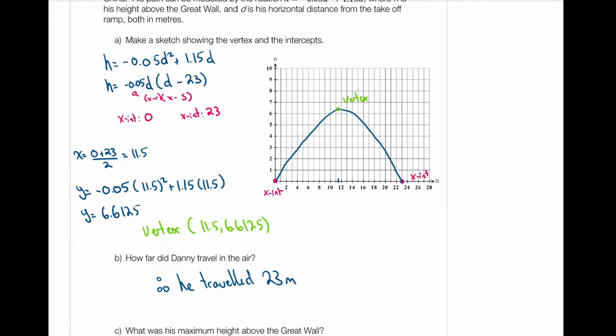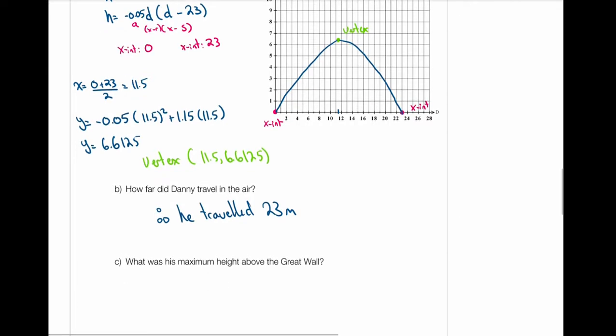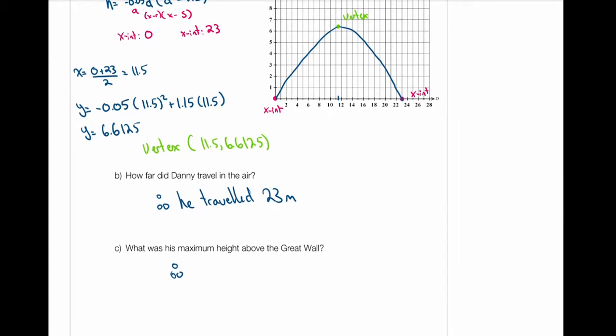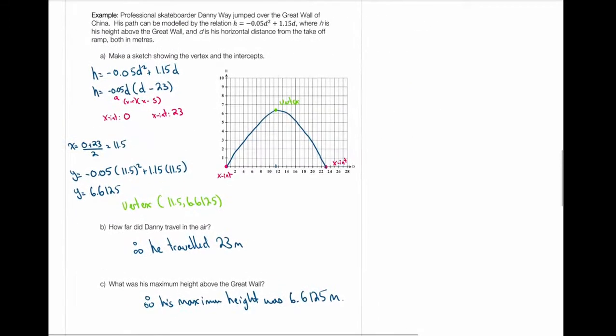Second part, what was his maximum height above the Great Wall? Again, if we're not sure what point to look at for the maximum height, we can just look at our graph and try to find that highest point. In this case, the highest point was our vertex. Because we're looking for the height, we're looking for the h value, or the y in this case. So the y value of this vertex is 6.6125. Therefore, his maximum height was 6.6125 meters.